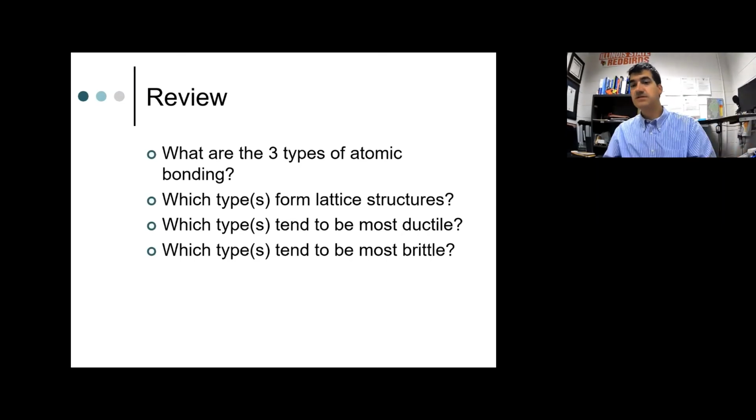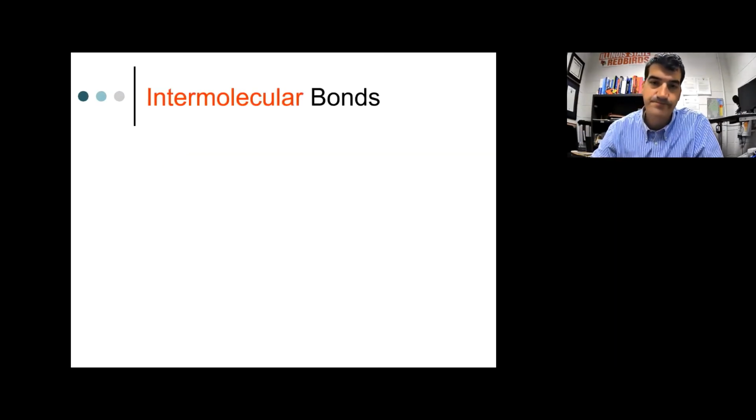Which tend to be most ductile? That's the metallic bonded materials, because the nuclei aren't bonded directly to each other, only to the sea of electrons. Which tend to be most brittle? That's the ionic and the covalent. Both of them tend to be quite brittle, like I showed earlier with that hammer. What happens as you try to get them to slide past each other, you end up with ions that repel each other. All right, so the next thing is intermolecular bonds.